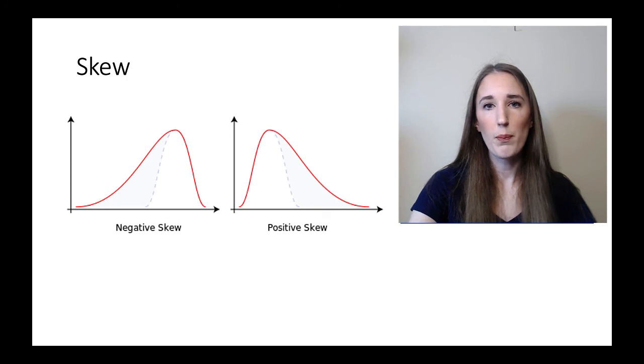If your data are perfectly normally distributed, your skew value will be 0. But if your data are negatively skewed, you'll have a negative skew statistic. And if your data are positively skewed, you'll have a positive skew statistic.